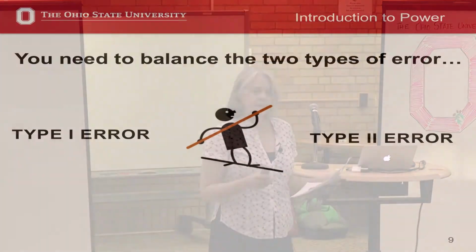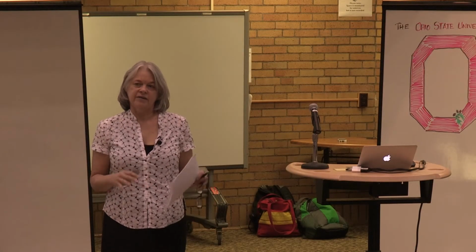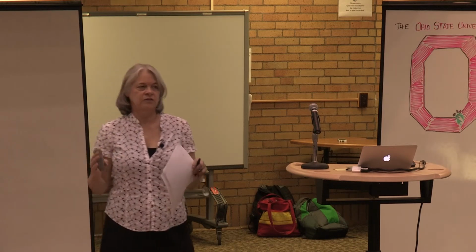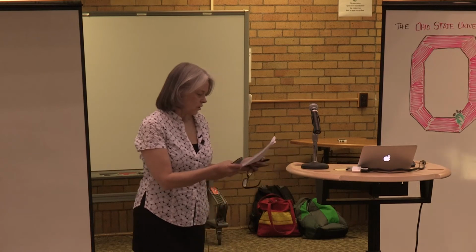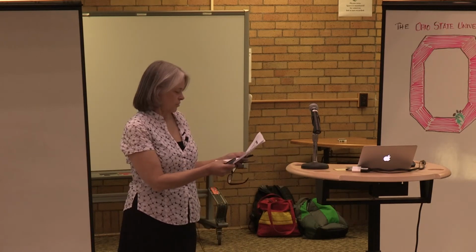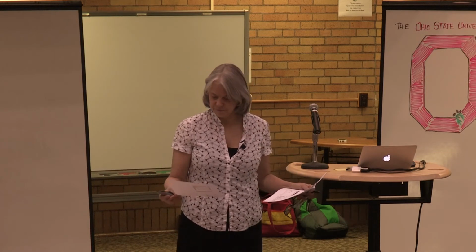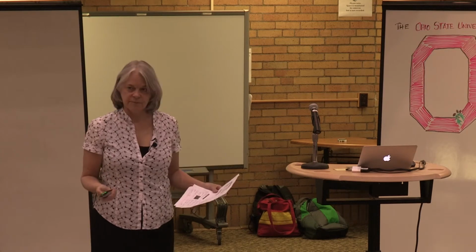Whenever you conduct a hypothesis test, you have to balance the chance that you're going to make each type of error. You can't make both types of error in the same test. Either the null is going to be true or the null is going to be false. So since you don't know which is true, you have to balance the relative risks of making both types of error. And there are consequences to making both of these types of errors.